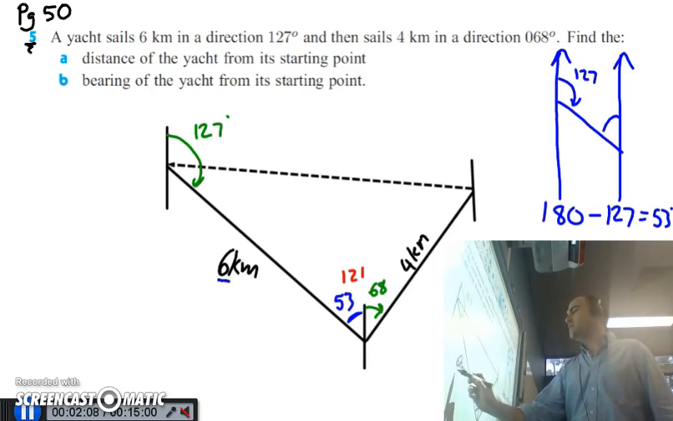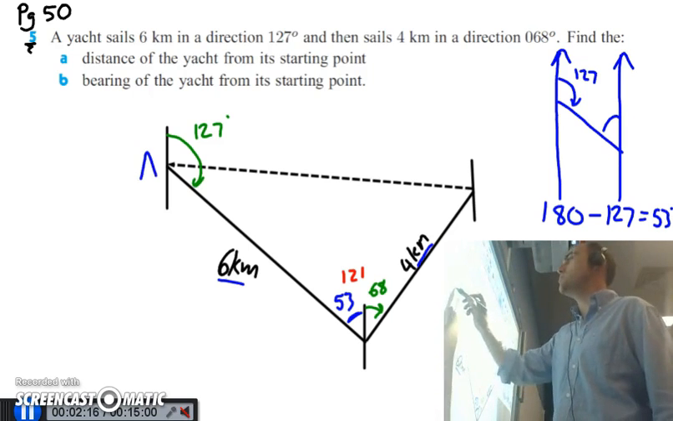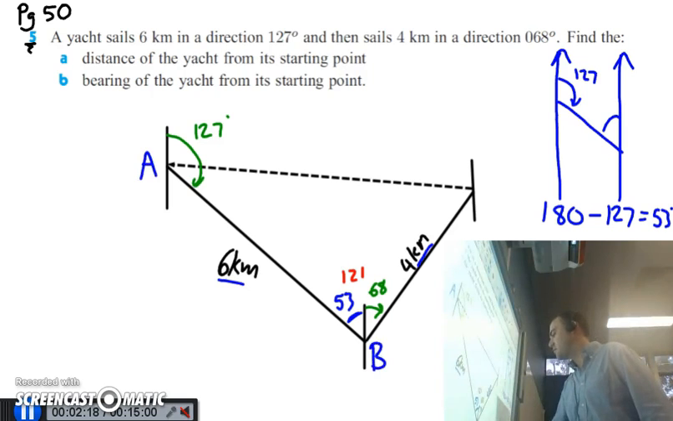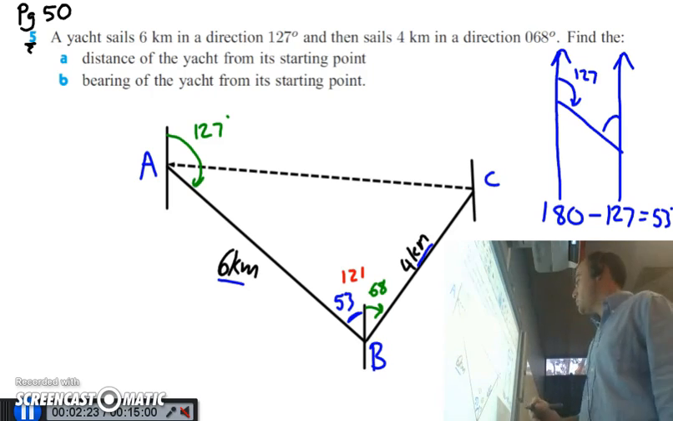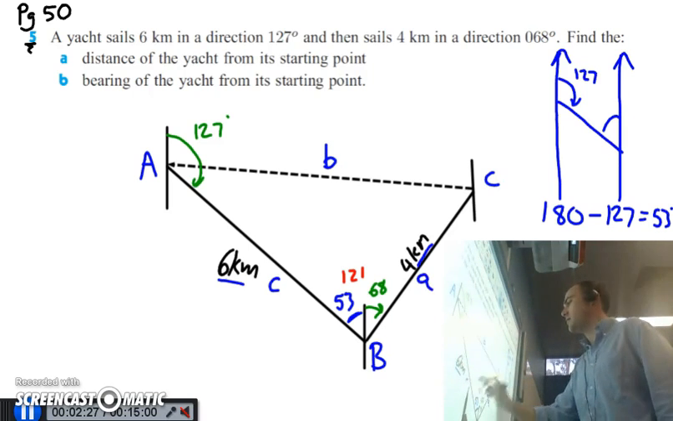Alright, we know a distance and an angle. Let's use the cosine rule to find the other side. But to do that, we need to put in some labels. So let's call it A, B, and C. Alright, so now we know that we're trying to find the opposite side, which is B. There's A and there's C.